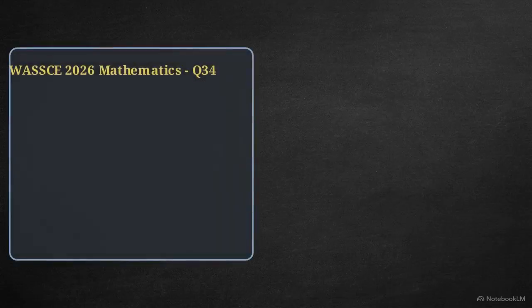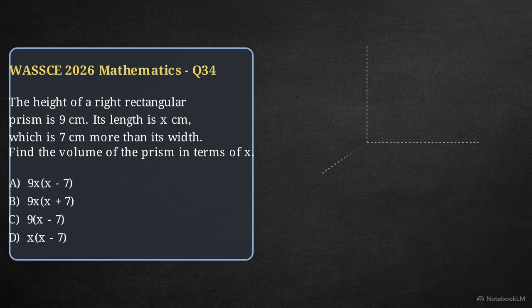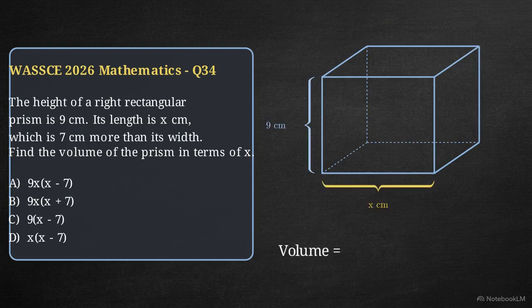Today, we are solving WAEC 2026 Mathematics, question 34. Our goal is to write a function for the volume of a right rectangular prism, also known as a cuboid, just like a standard carton or a shoebox. Let's look at the information provided. We know the height is 9 centimeters and the length of the base is x centimeters.